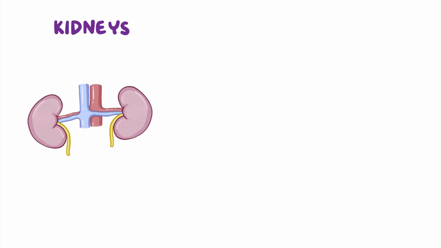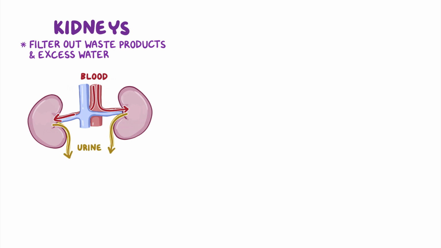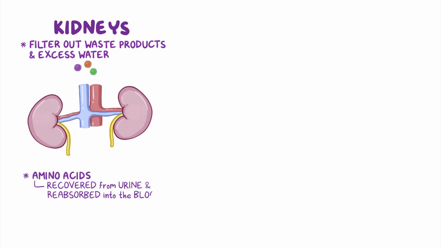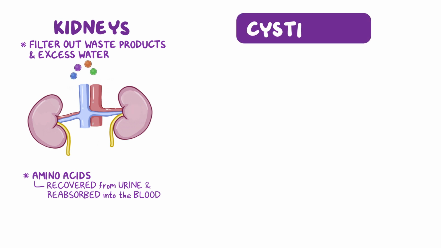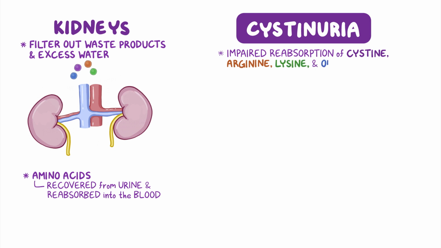The kidneys are two bean-shaped organs in the body that filter out waste products and excess water from blood to produce urine. Typically, amino acids are recovered from urine and reabsorbed into the blood by the kidneys. But in cystinuria, impaired reabsorption of cystine, arginine, lysine, and ornithine leads to excessive amounts in urine.